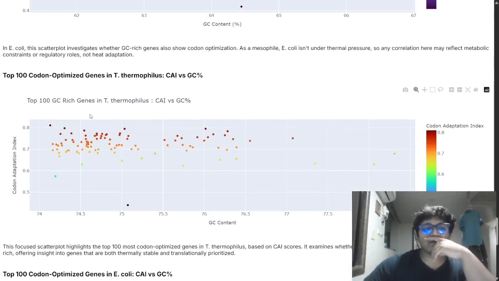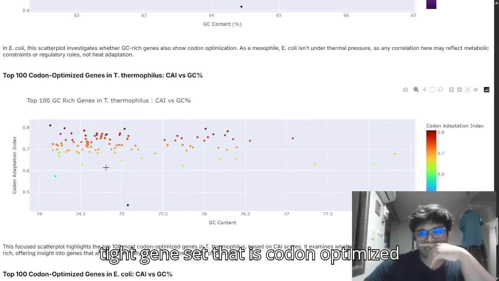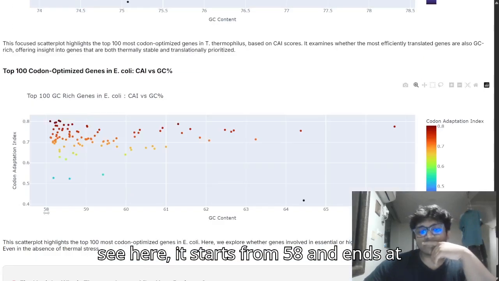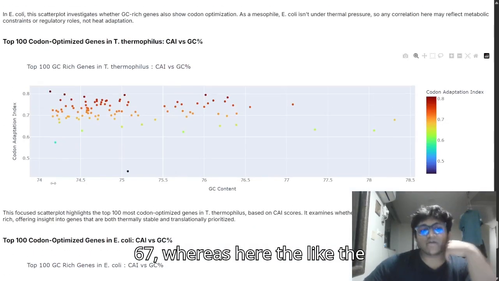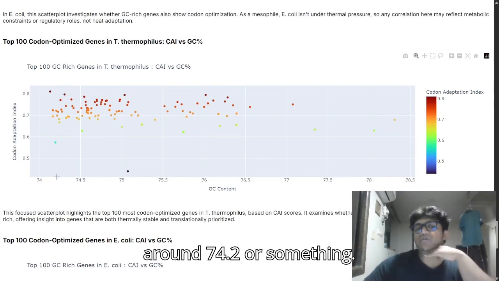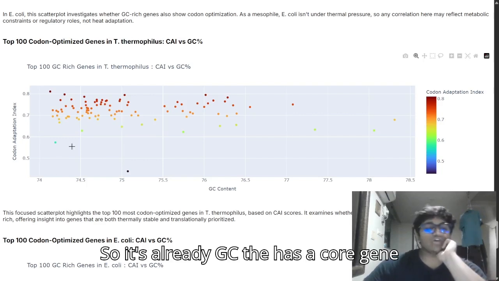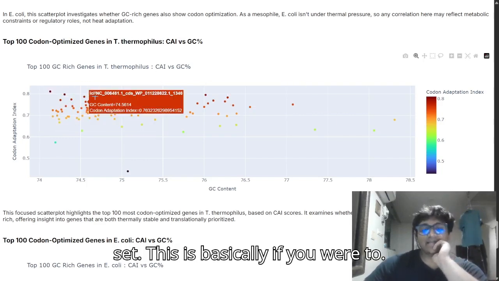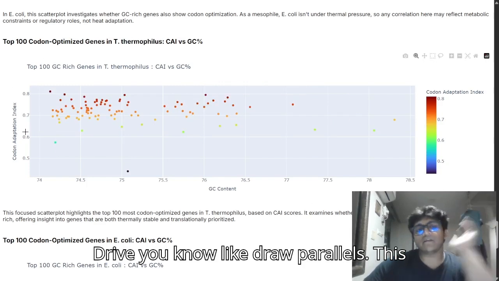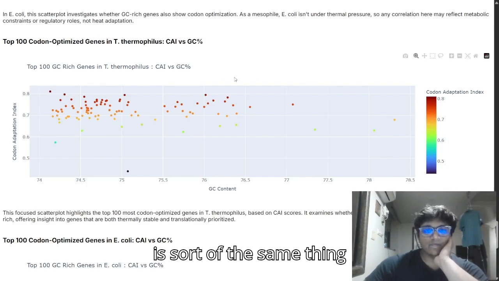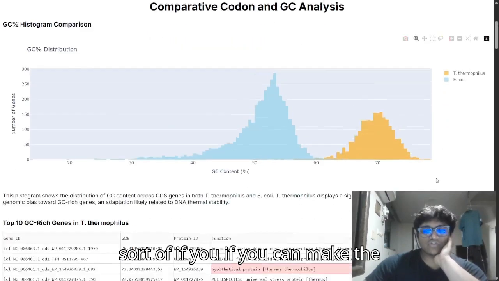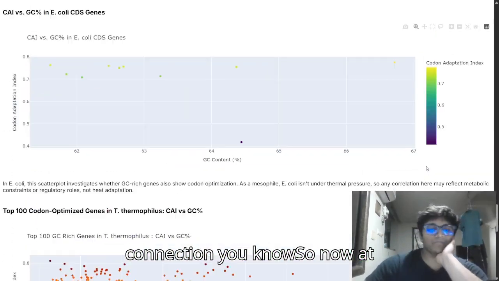But in case of Thermus thermophilus, it has a very tight gene set that is codon optimized and higher in GC content. As you can see here, it starts from 58 and ends at 67, whereas here, the starting GC content is around 74.2 or something. So it's already GC rich and it has a core gene set. If you were to draw parallels, this is sort of the same thing from the first graph, if you can make the connection.